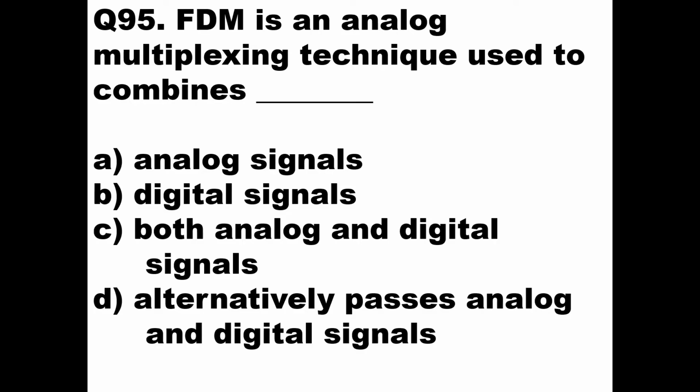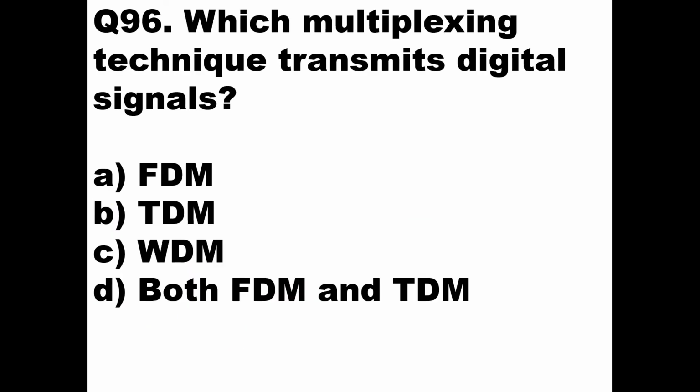FDM is an analog multiplexing technique used to combine analog signals, because it is going to combine the signals on the basis of frequency, and frequency is decided for analog signals. So A will be the answer. FDM is an analog multiplexing technique used to combine analog signals. Then we'll go to question number 96. Which multiplexing technique transmits digital signals? So we know that FDM is based on analog signals, whereas TDM is based on digital signals. So option B, time division multiplexing, is a multiplexing technique that transmits digital signals.